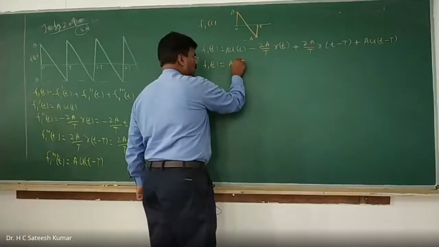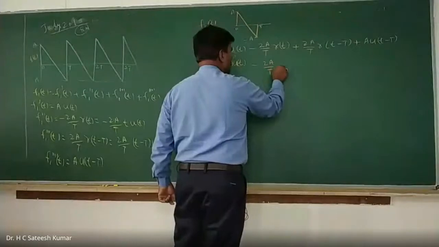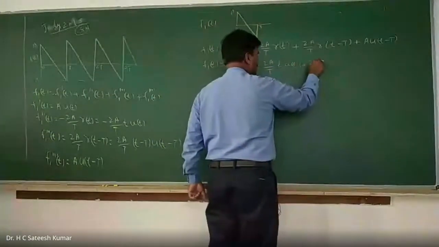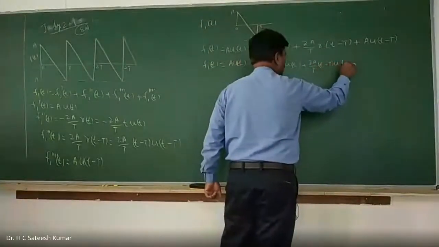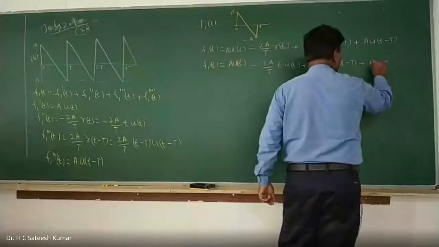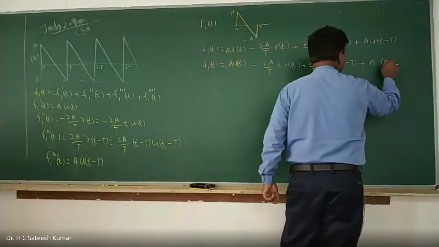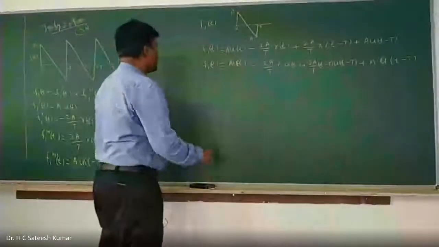f1 of t is a into u of t, minus 2a divided by T into u of t plus 2a divided by T into (t minus T) into u of (t minus T), plus a into u of (t minus T). Okay, find the Laplace transformation of it.